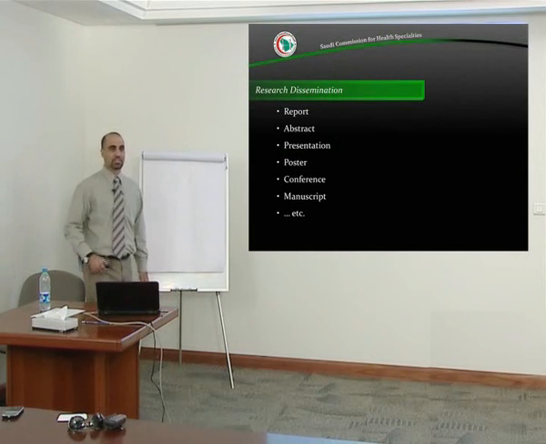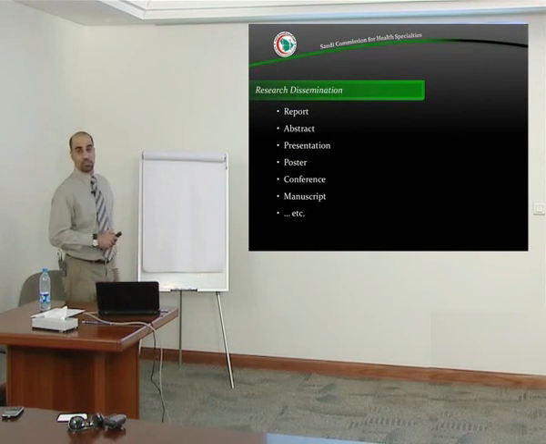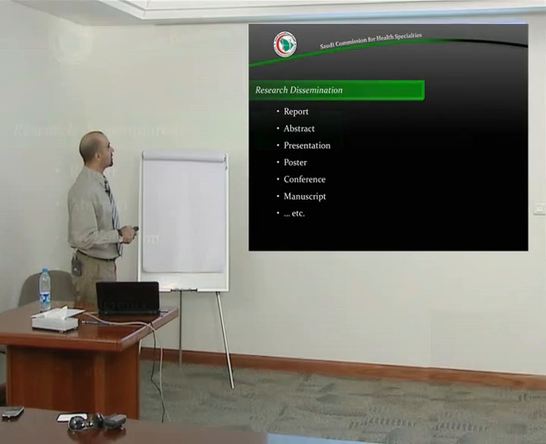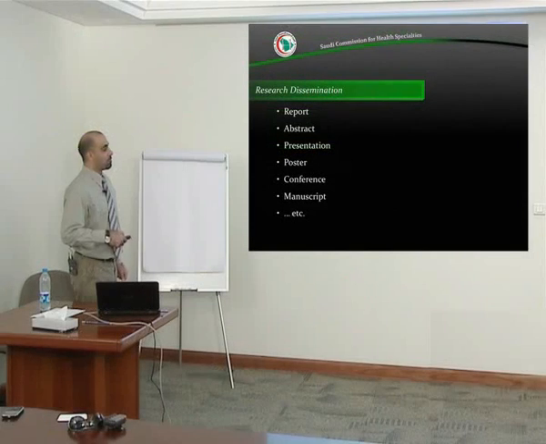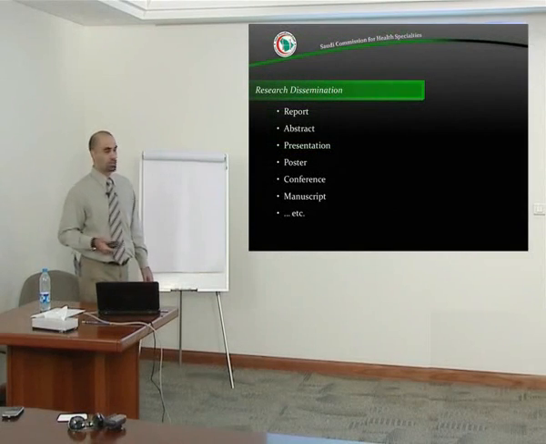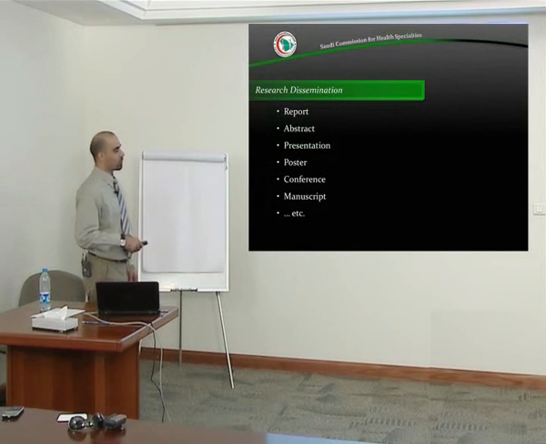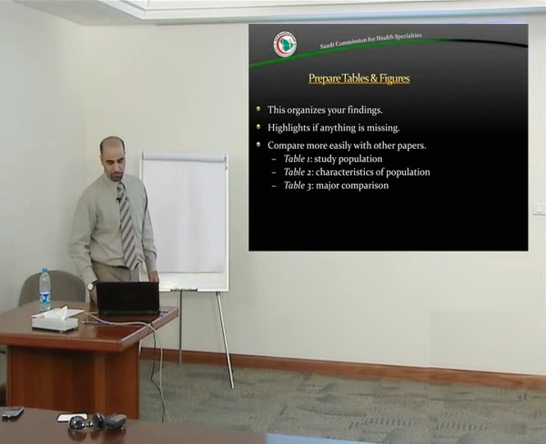So, research dissemination is in different forms. It could be in the form of a report, or an abstract, a presentation at a conference or in a meeting, a poster in a conference presentation, a manuscript, which is a publication in a journal, or any other form of dissemination.